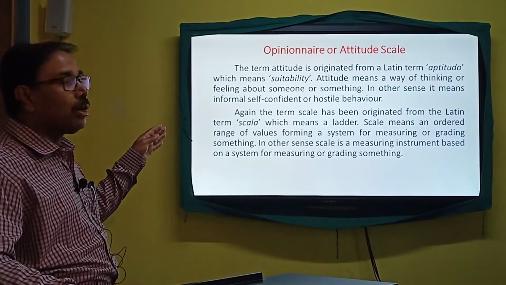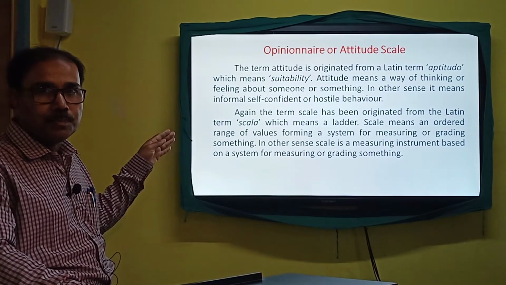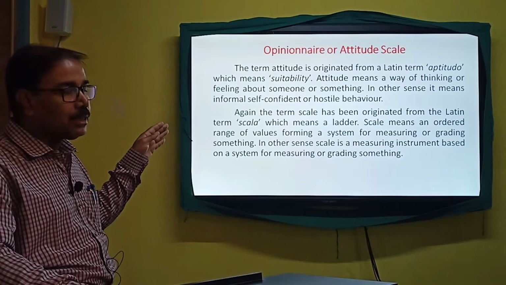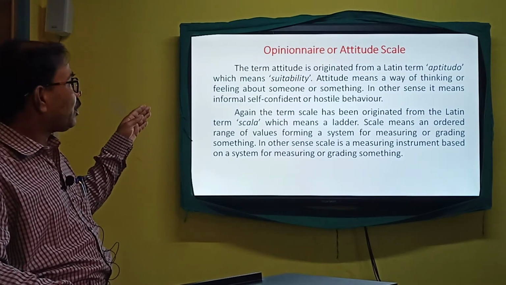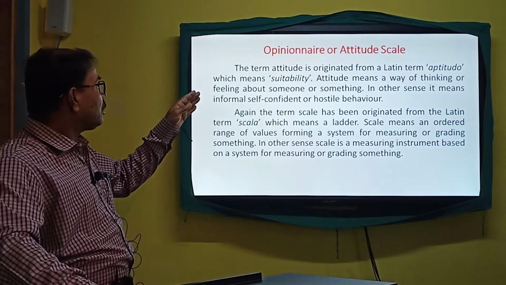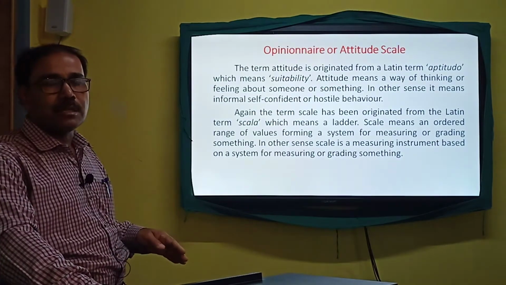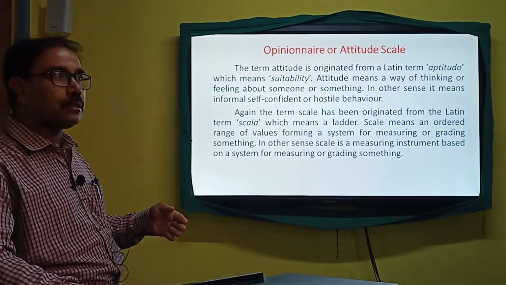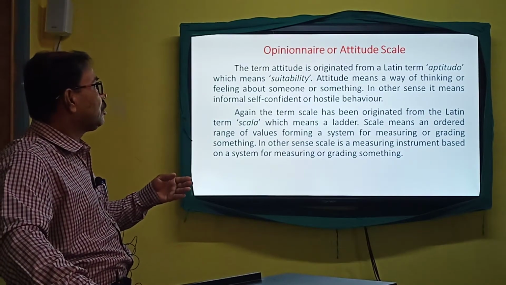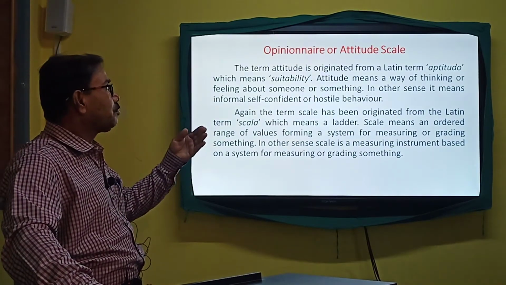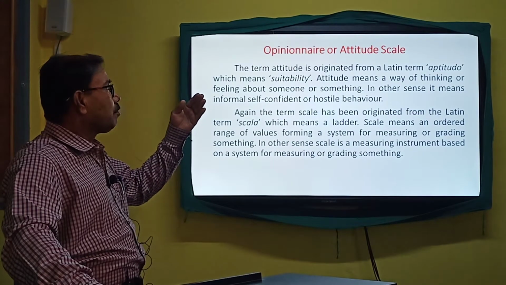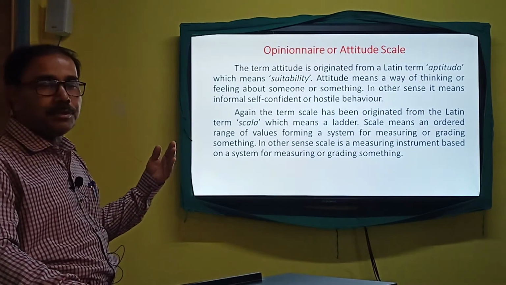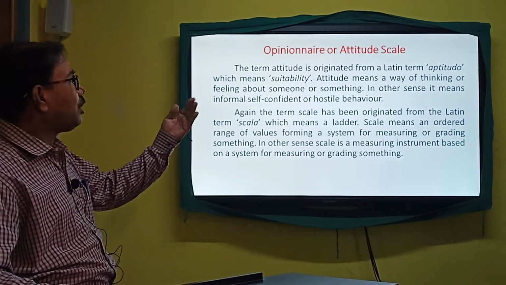Again, because we are discussing the tools of research, and at the time of discussing questionnaire as one of the most important tools of research or attitude scale, by explaining the term attitude, we have understood what is meant.